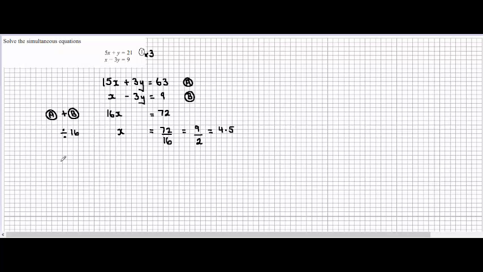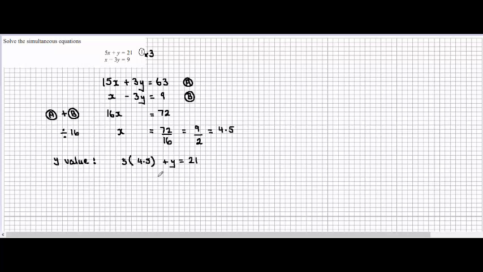I also need to work out what the y value is now. So I do this by substituting this value of x into any of these equations. It doesn't really matter. So I'm just going to go with the top one that's labelled 1. So I've got 5 times 4.5 plus the y equals 21.